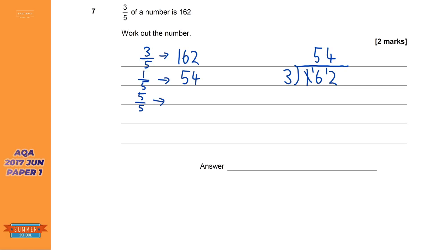So do a little bit of column method. So 54 times 5. So 5 times 4 is 20. And some people put the 2 on the top, it doesn't matter. 5 times 5 is 25, plus the 2 is 27. So the answer would be 270.